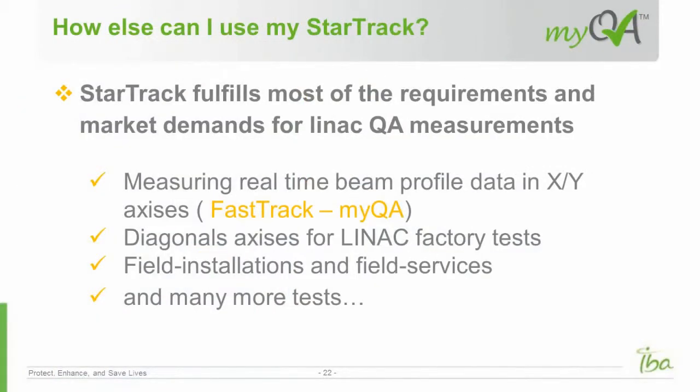How else can I use my FastTrack? Well, the FastTrack will fulfill most of the requirements that you need to do for machine QA. And through our FastTrack module, you're able to get live beam information and look at the X and Y or diagonal axes. And you can use this for LINAC tests for any kind of OEMs out there. If you're using the FastTrack inside of your factory, it's great to put on the table and look at flatness and symmetry and do different factory tests you might have with your LINAC.